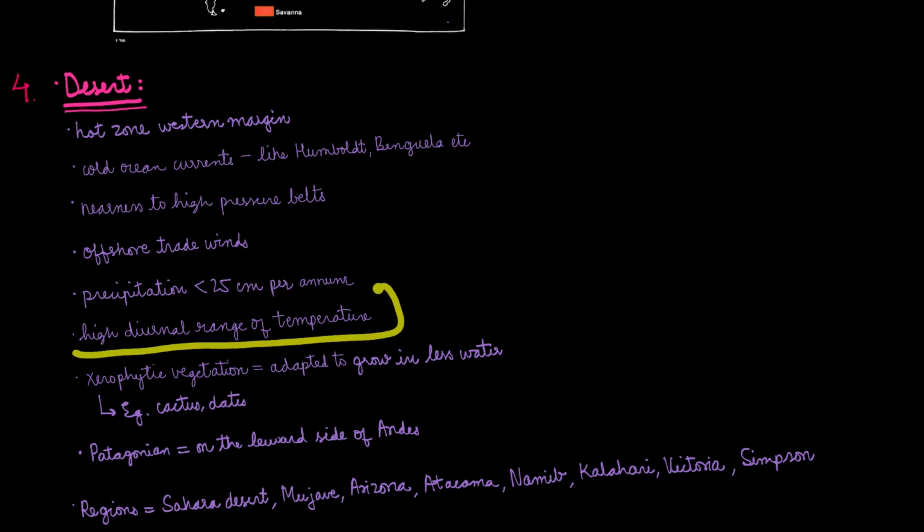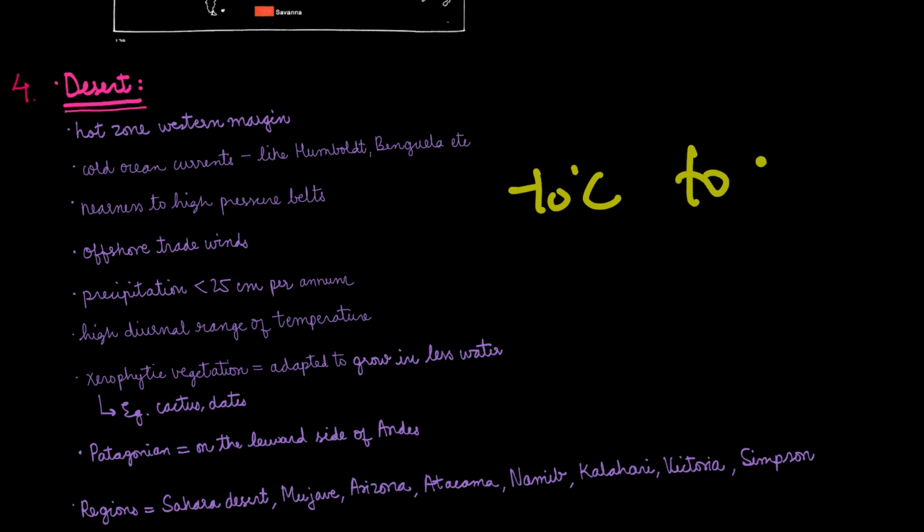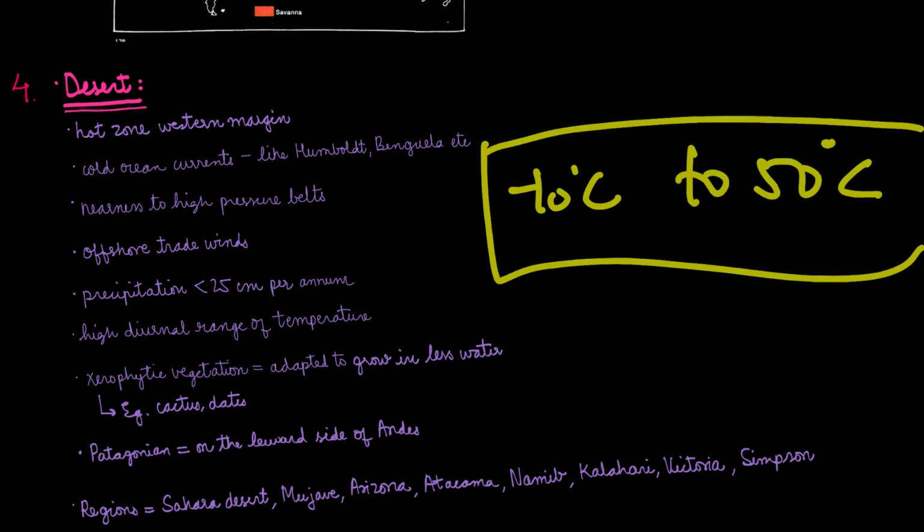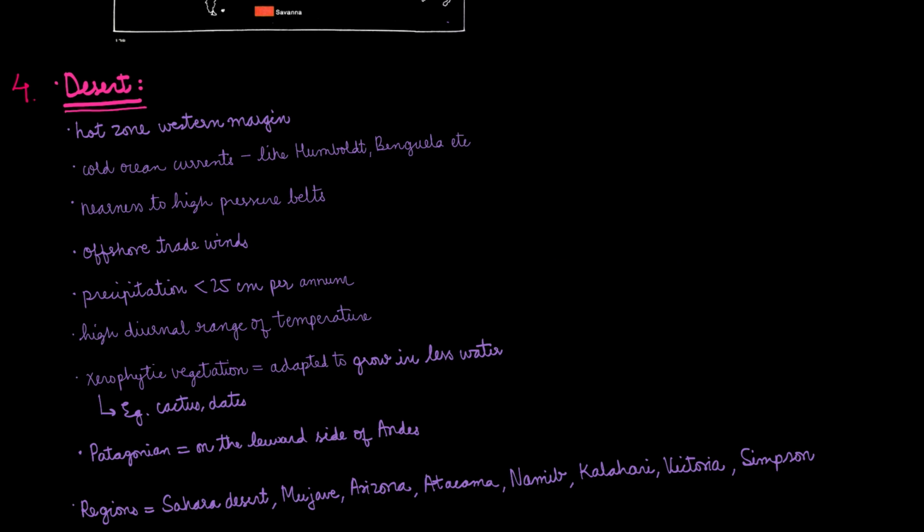Therefore, the precipitation is less than 25 centimeter per annum. There is high diurnal range of temperature. So the temperature in the nights are extreme as well as the temperatures in the days are also extreme. So it might range from minus 10 degrees Celsius at night to 50 degrees Celsius, somewhat like this. This is a rough representation of the high diurnal range of temperature.